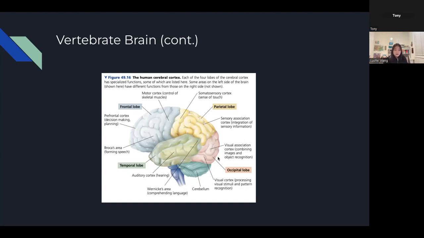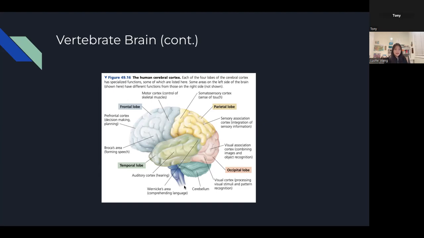Then the cerebellum, which is below that, the green part, controls motor coordination. The blue part is the brainstem. It contains the medulla oblongata, and it controls vital functions such as breathing and heart rate.